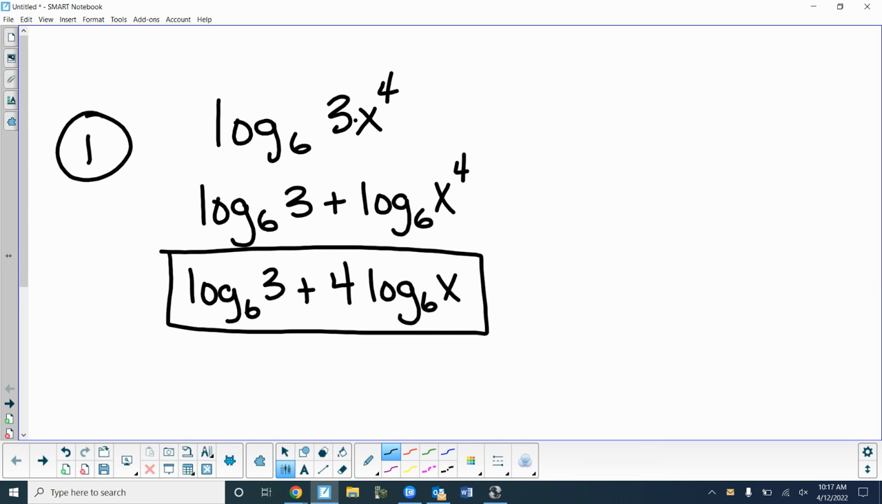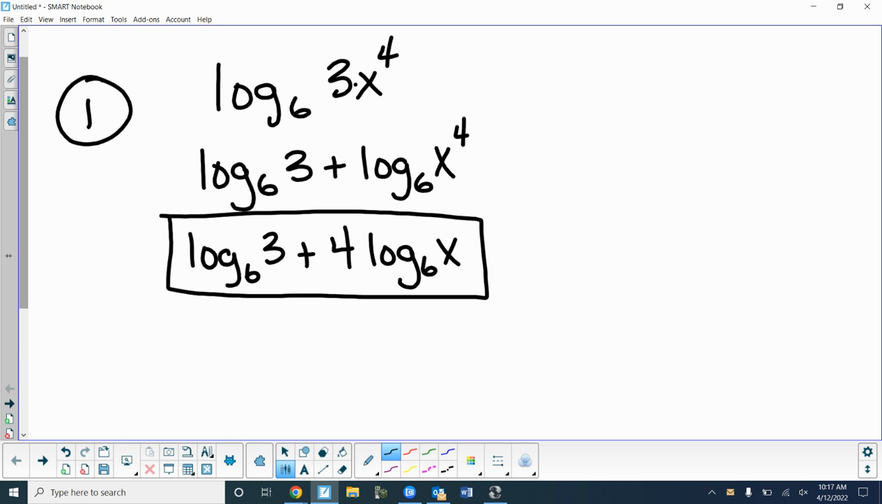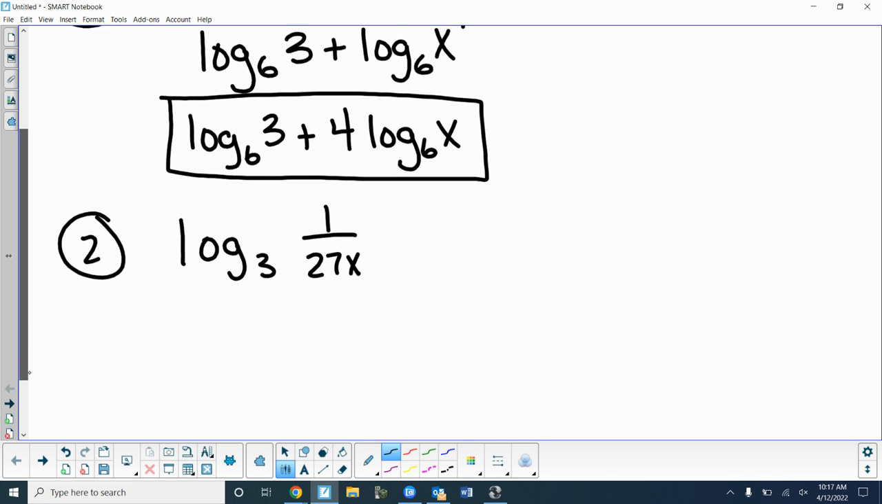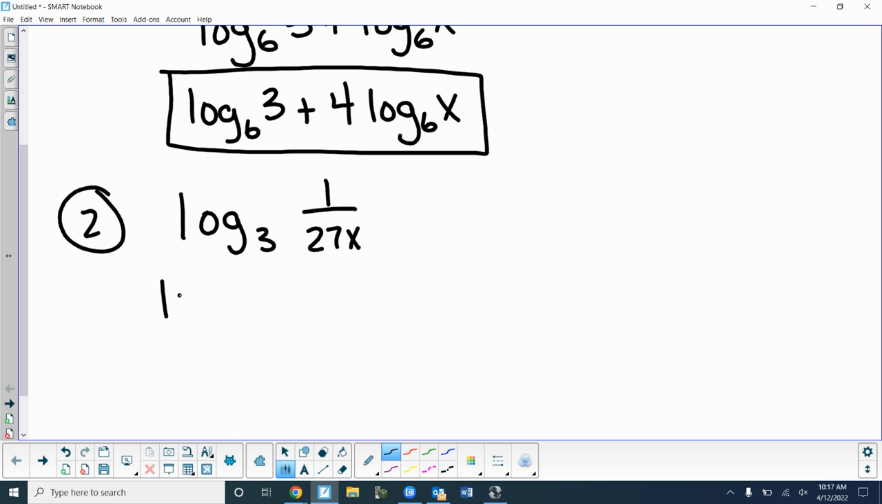All right, so again, when you expand multiplication, you add, and any exponents you put out front of your log. Division, we do what? Subtraction. So here we have a division problem, so we're going to change it to subtraction when we expand it. So this is log base 3 of 1 minus log base 3 of 27x.